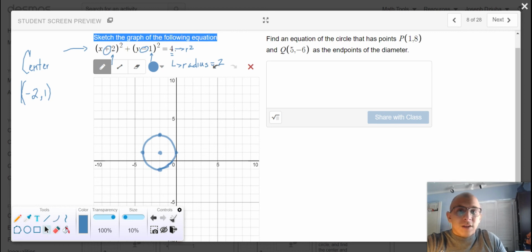Now, as far as creating the equation of the circle, the equation requires 2 components, the center and the radius. And here I give you the endpoints of the diameter. If you've forgotten, the diameter would be from one side of the circle to the other. However, the center of the diameter can best be described as its midpoint, and from there you should be able to find the radius of the circle.